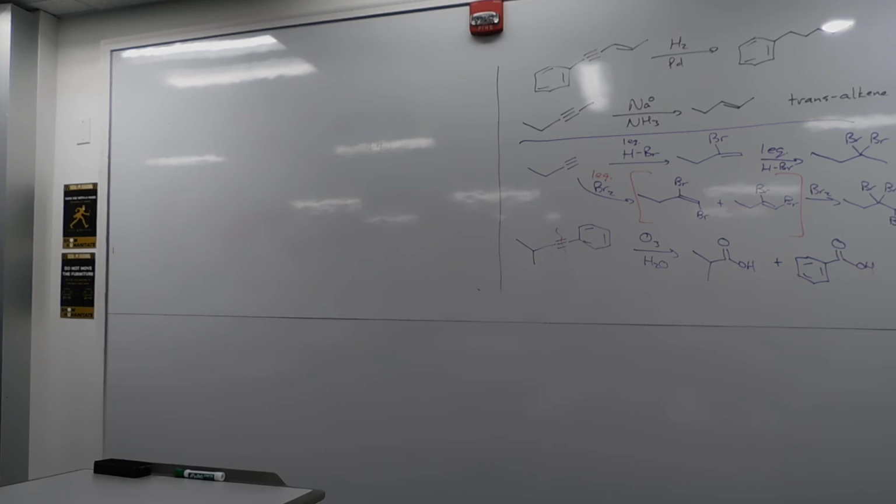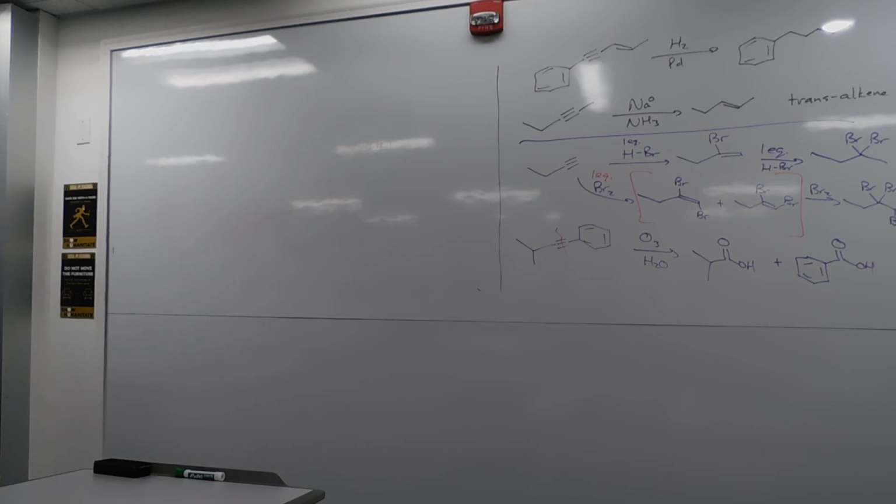If you use excess, you get the alkane. If I don't tell you stoichiometry, to me you can draw either one, right? So if I just say HBr, you're totally fine telling me it's the vinyl bromide, or you're just as fine telling me it adds twice. If I tell you one equivalent, you've got to draw the alkene. If I tell you excess or 2 equivalents, you've got to draw the alkane. Make sense? Yeah. All right.